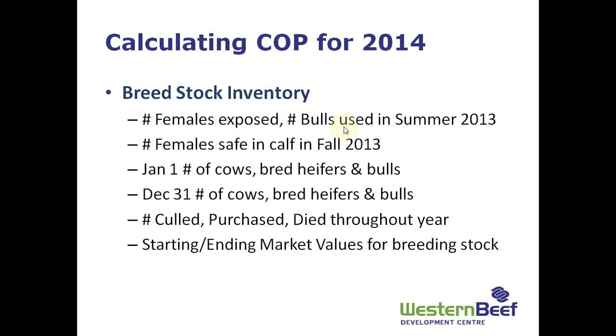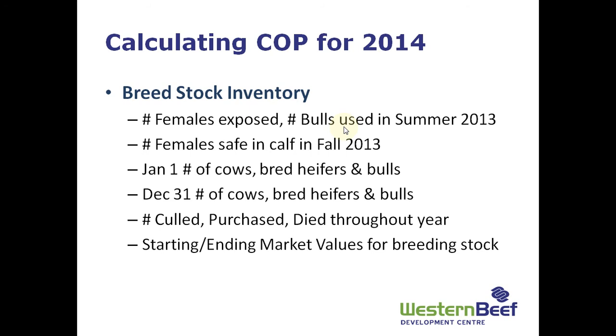Generally, when I work with producers on cost of production, the starting point is breeding stock inventory. So just recapping what we've just talked about over the last two slides, the number of females that were exposed to breeding and the number of bulls used. And if you're doing it for cost of production on your 2014 calves, you'll be referring to the breeding period that happened in summer of 2013. Then when you preg check in the fall, how many females were safe in calf, how many were open. And that information is useful then to calculate your conception rates and your open rates.